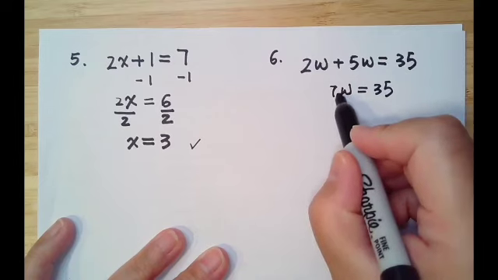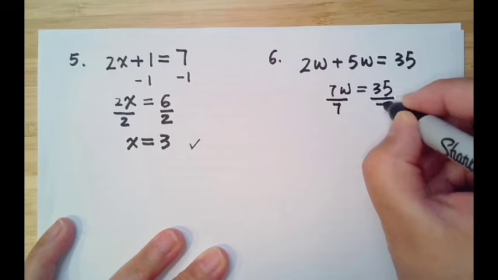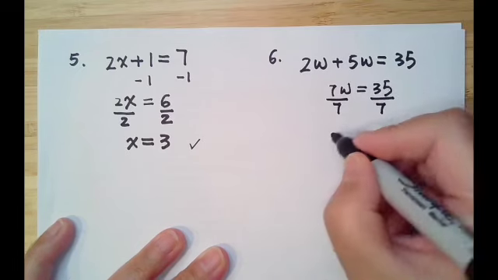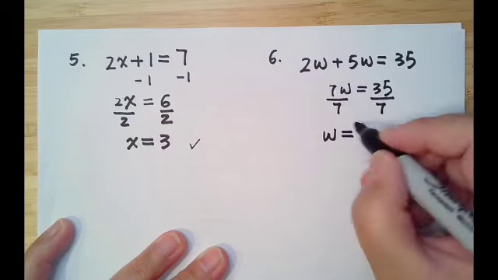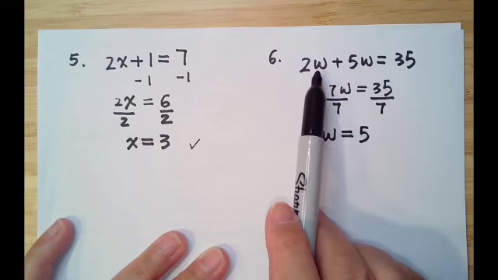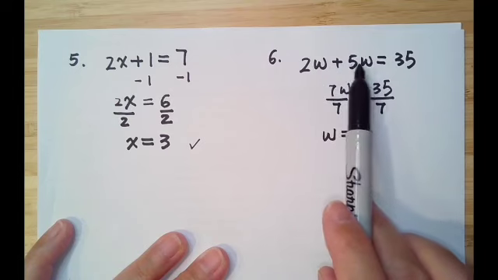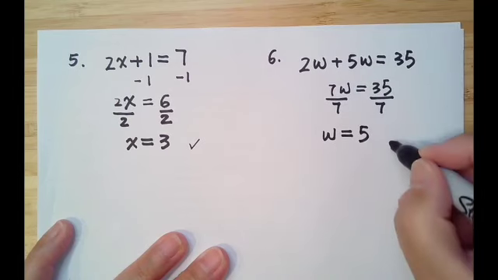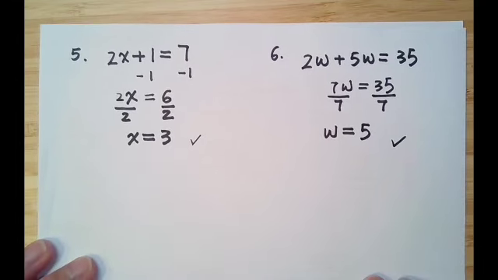All right, now it's easy. Now it's w times 7, so we divide by 7. Inverse operation. Then we have w equals 35 divided by 7. The answer is 5. So you can plug this back. 2 times 5 is 10. 5 times 5, 25. And 10 plus 25, that's 35. So you can check you got your answer right. So that's number 5 and 6.